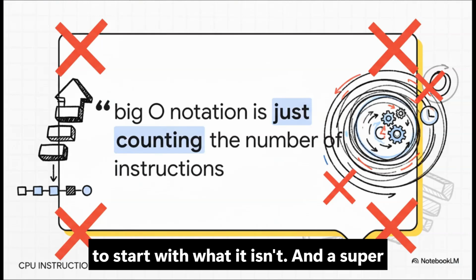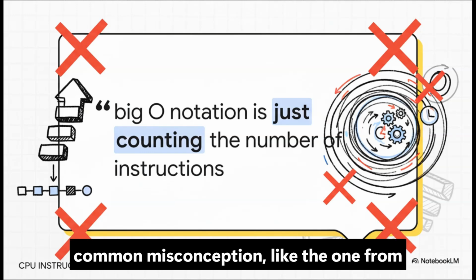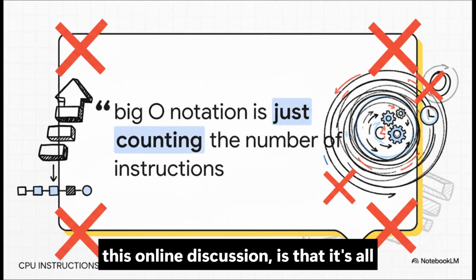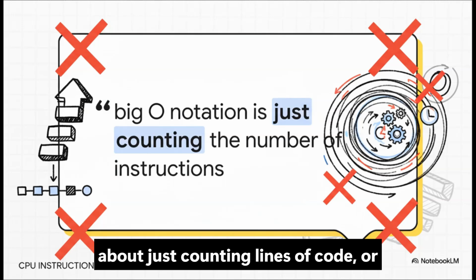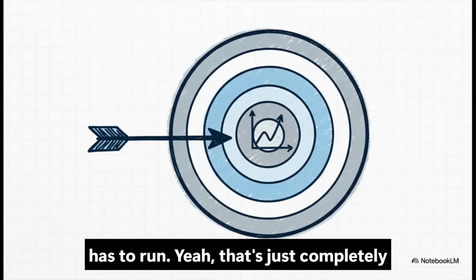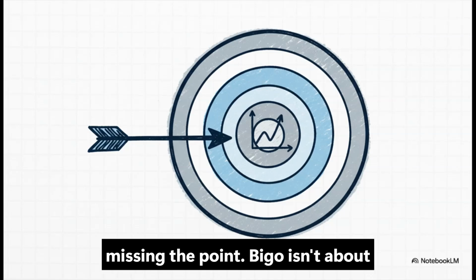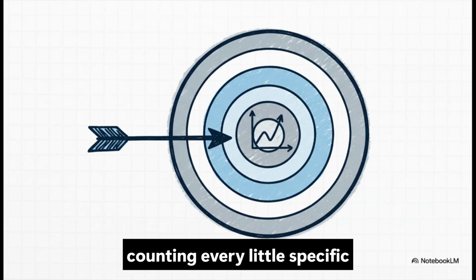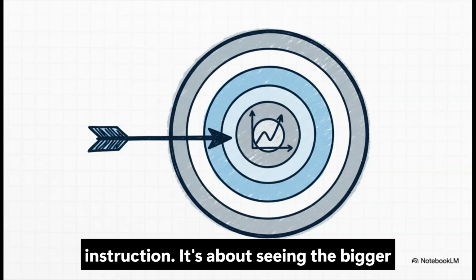Okay, so to really wrap our heads around what Big O is, we've got to start with what it isn't. A super common misconception, like the one from this online discussion, is that it's all about just counting lines of code or maybe the number of instructions the CPU has to run. Yeah, that's just completely missing the point. Big O isn't about counting every little specific instruction. It's about seeing the bigger picture of performance.